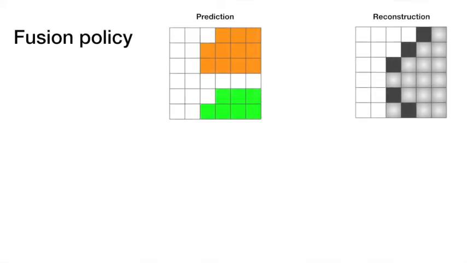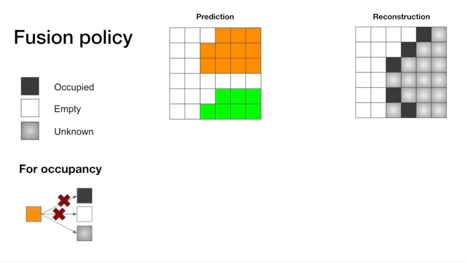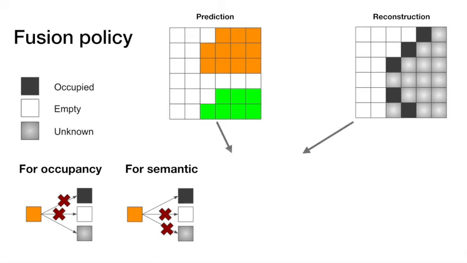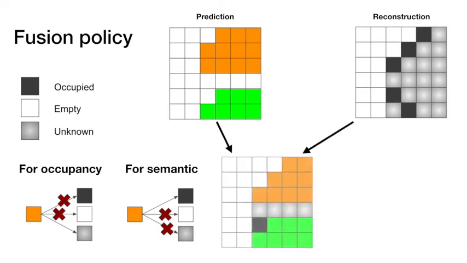After the semantic scene completion, we fuse the predicted result back to the global map with the proposed fusion policy. We utilize occupied, empty, and unknown voxel status from occupancy mapping to fuse the predictions. We fuse the predicted occupancy only to the voxels with unknown status. For semantic prediction, we fuse them only to the occupied voxels. With the fusion policies, we are able to complete the scene while maintaining the reconstruction quality.